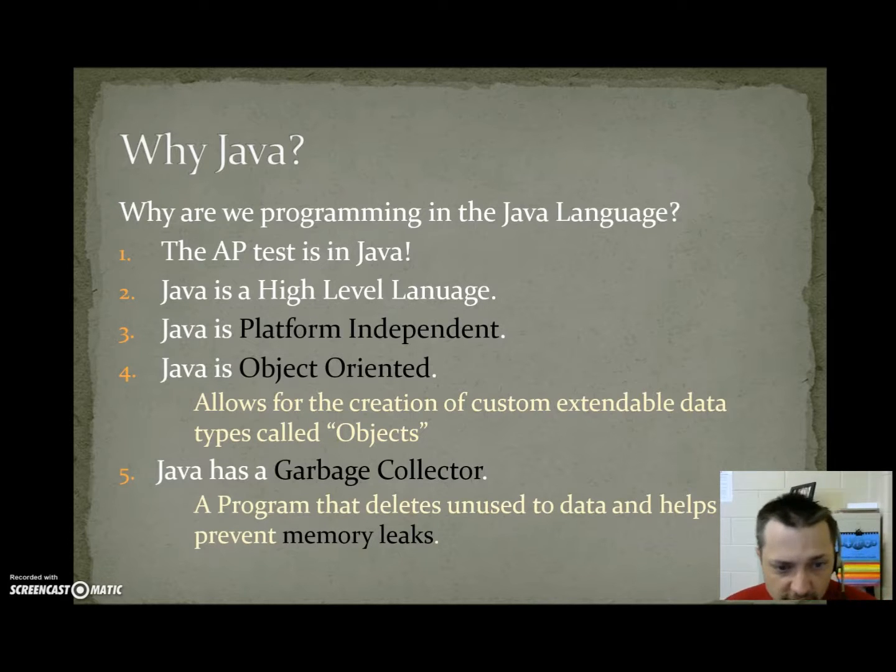Java has a garbage collector. So Java has a program that runs in the background that deletes data that you're no longer using. If you do not have a garbage collector or you forget to delete data, a program that runs a very long time will start running out of room to store data. For example, if you open a picture to show it to the user, you would have to store the data for that image and then show the user the image.